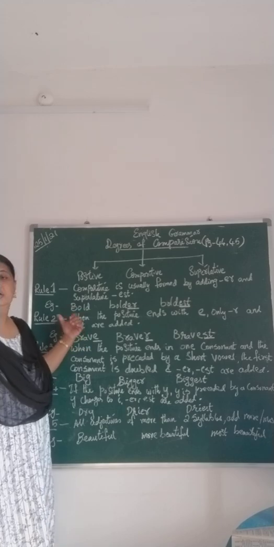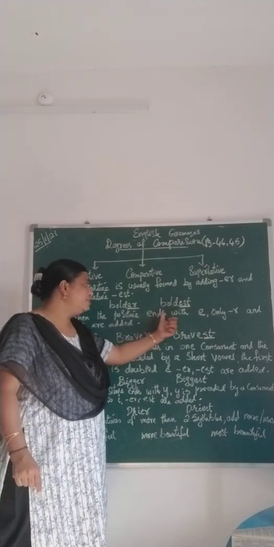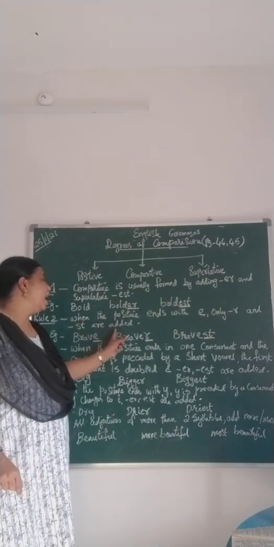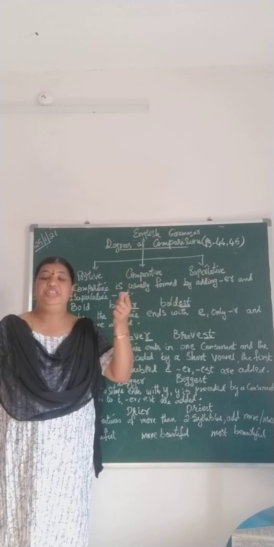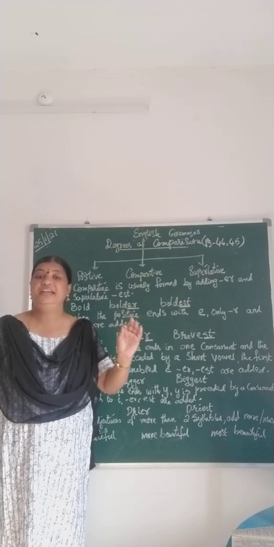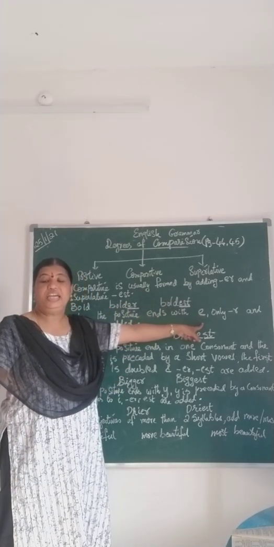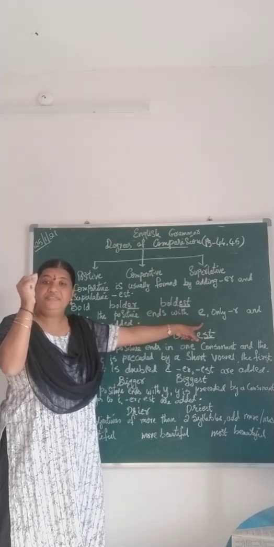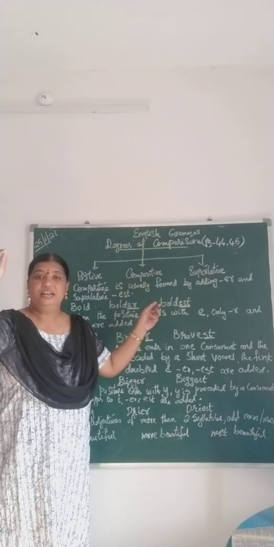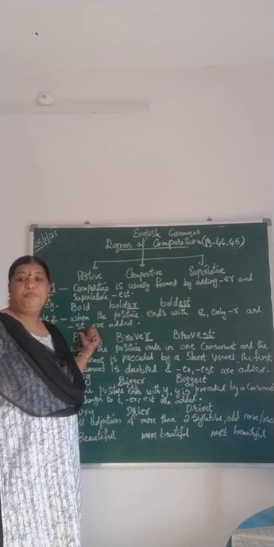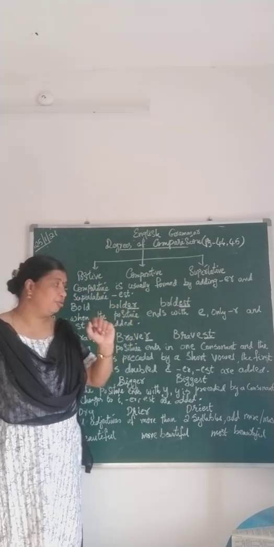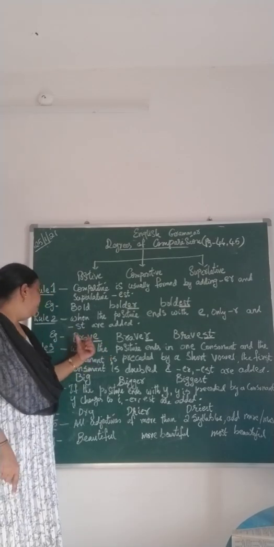Now, second rule. When the positive ends with E, only R and ST are added. If the positive degree of comparison, any adjective, is ending with E, then in the comparative you will add R, and in the superlative degree you will add ST. That is the second rule. Now, let us see the example. Brave.